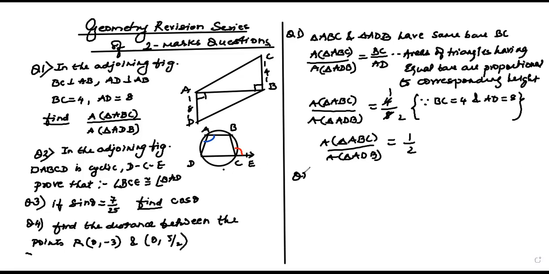We move on to question number 2, children. In the adjoining figure, ABCD is a cyclic quadrilateral, with side DC extended to E. You have to prove that angle BCE, the red angle, is congruent to angle BAD, the blue angle. Basically, this is a theorem: the exterior angle of a cyclic quadrilateral is congruent to its interior opposite angle. Prove that.